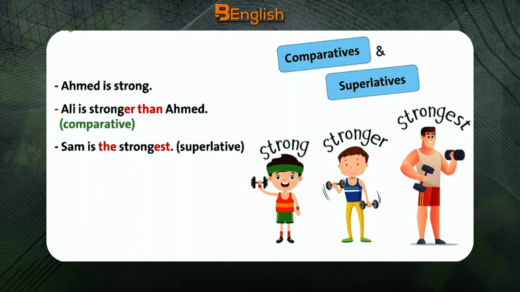Number 3, Sam is the strongest. This is what we call the superlative. Sam is the strongest. So when you want to make the comparative, or when you want to compare two people or two things, we add ER to the adjective and we use than. Now, when you describe someone being number 1, you use the superlative. We add EST to the adjective and we use the strongest, the tallest, the shortest.